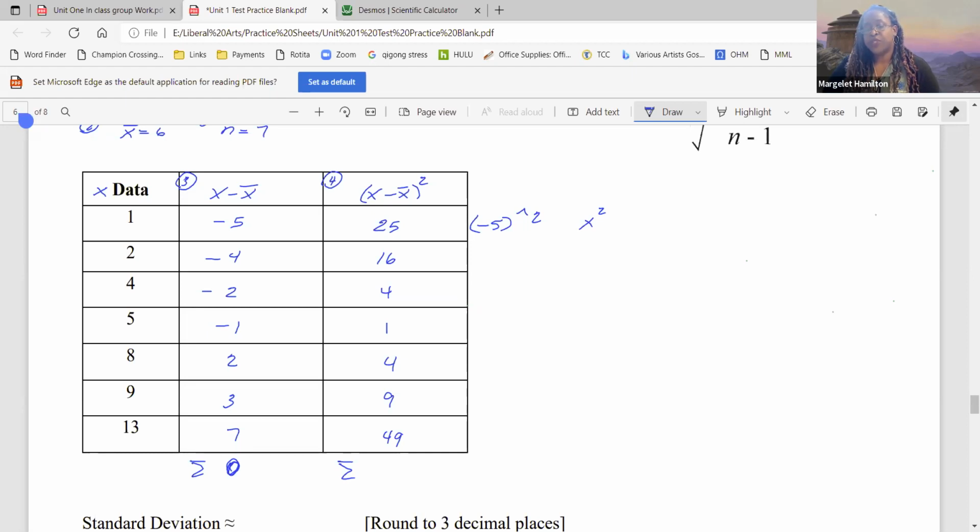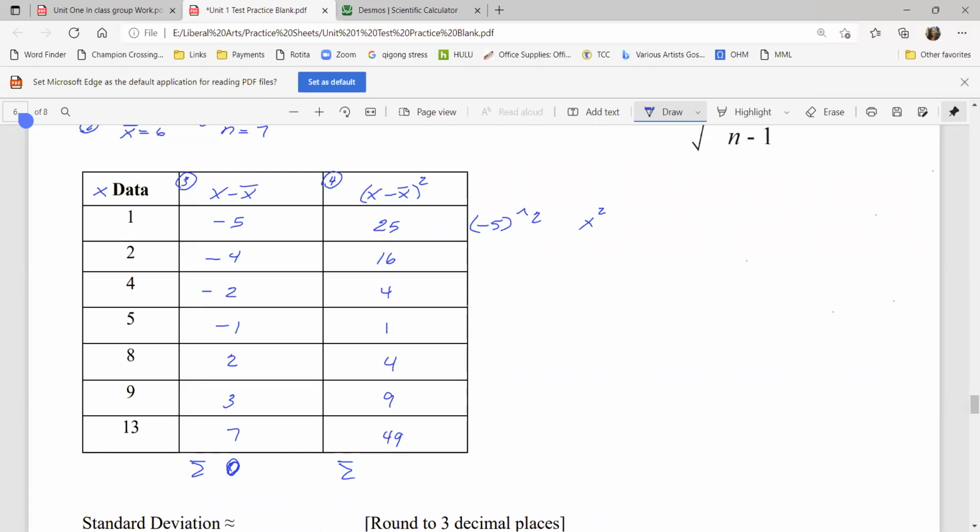But you should be able to put this -5 in parentheses. You've got to use the parentheses. And then push this button right here. Again, it should be on a face button if you're using the 30X2. And then push enter.